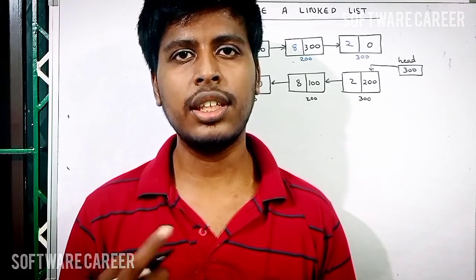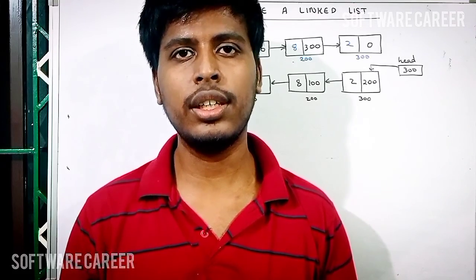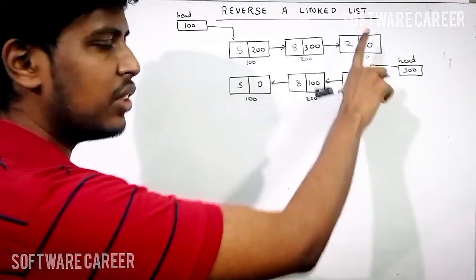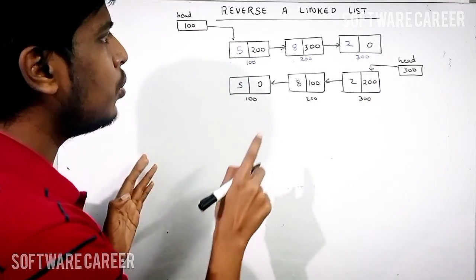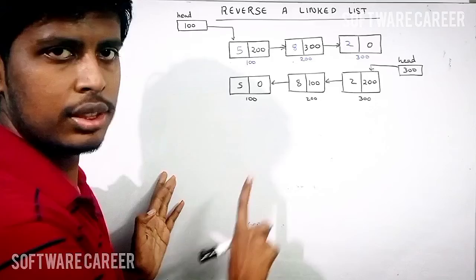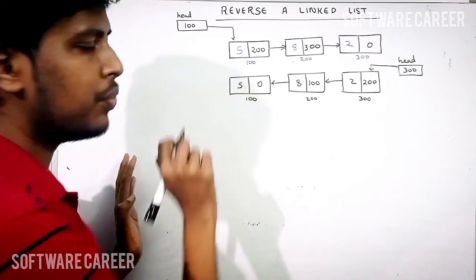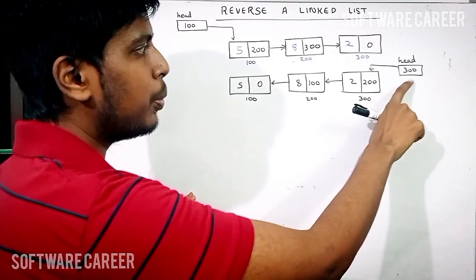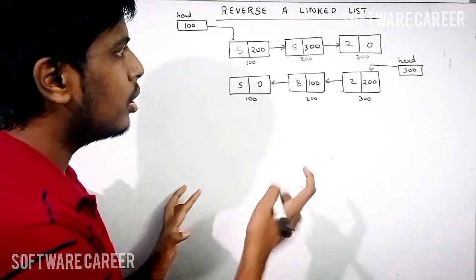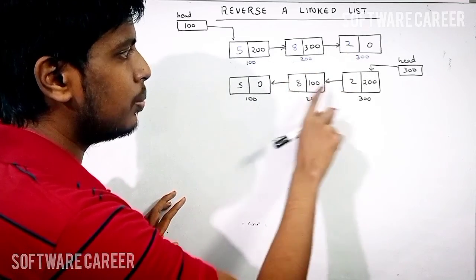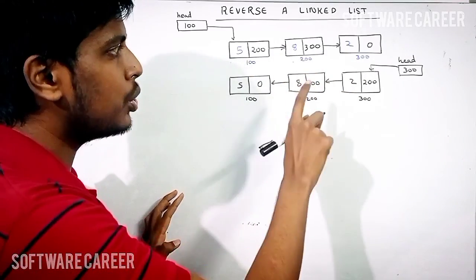Hello everyone, in this video I am going to teach you how to reverse a given linked list, that is a singly linked list. This is the given singly linked list. Now you should reverse it like this. After reversing, the head pointer, which was pointing to the first node, is now pointing to the last node. Before reversing, the arrows are in the forward direction; after reversing, they are in the backward direction. This is how you should reverse.